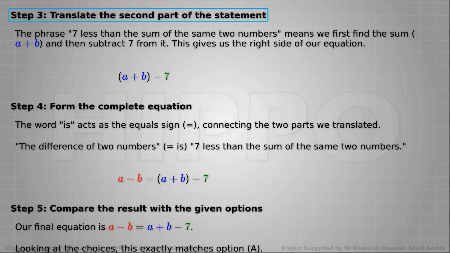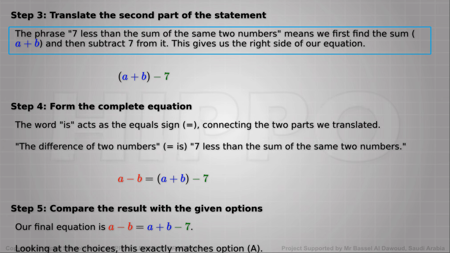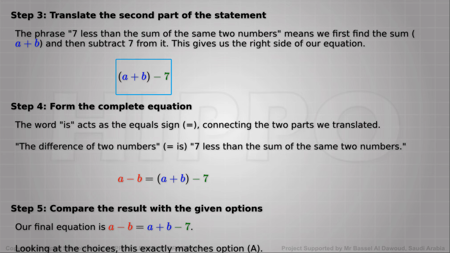Okay, let's move to the second part of the sentence, which is 7 less than the sum of the same two numbers. This phrasing can be tricky, so let's be careful. The term less than means we are subtracting, but it reverses the order. We don't start with 7. We start with the sum of the same two numbers, which is A plus B.